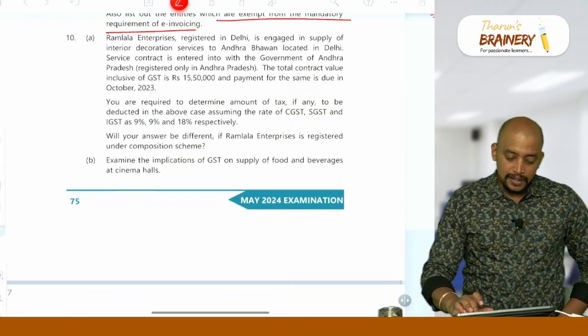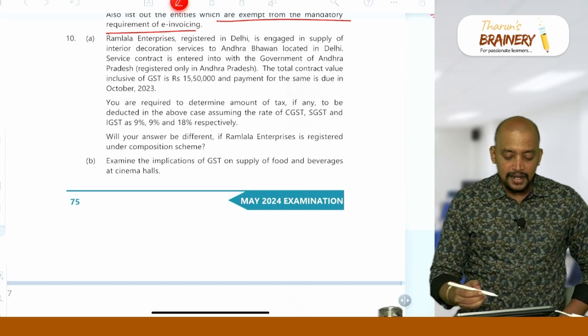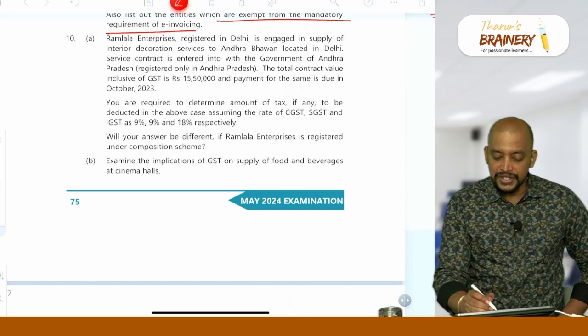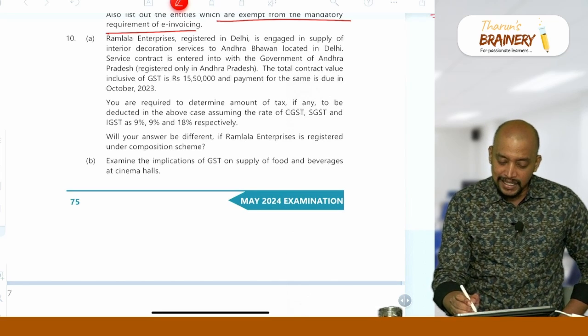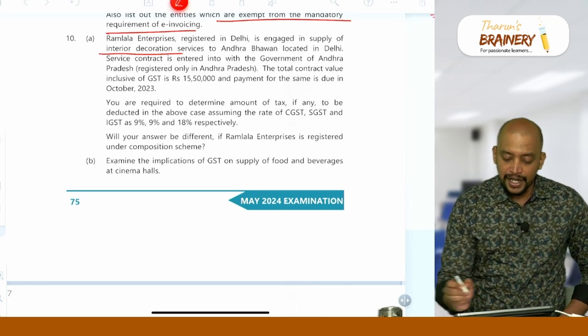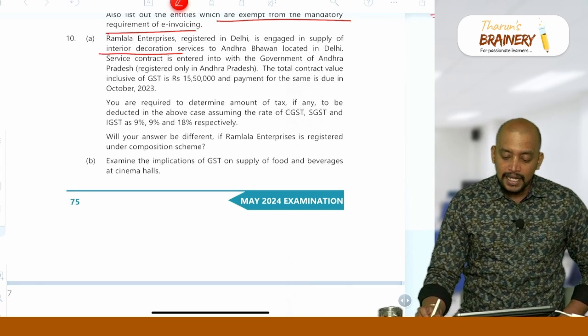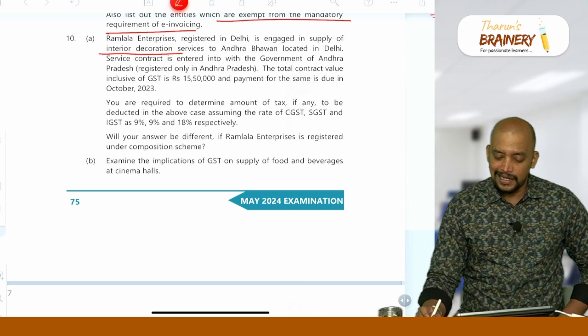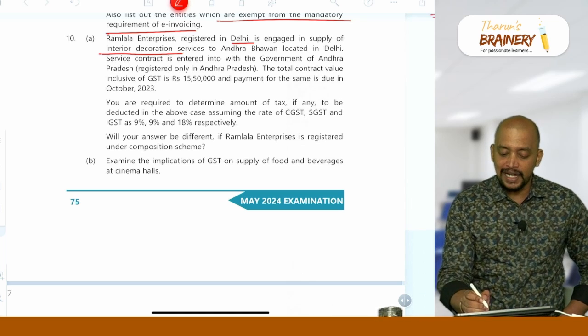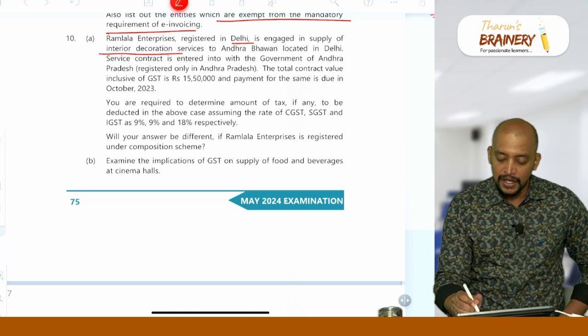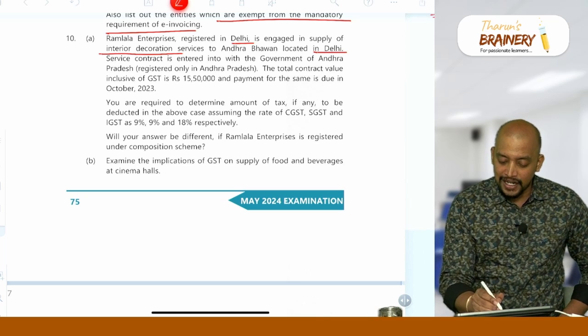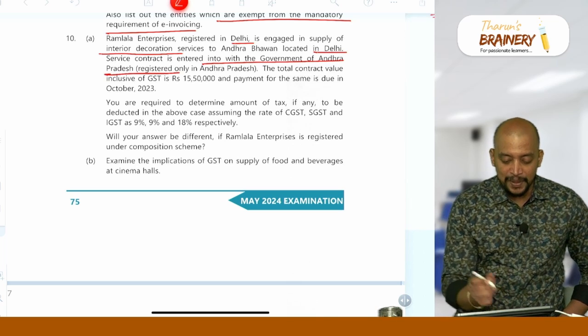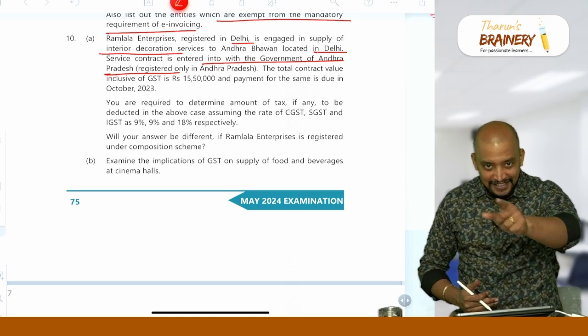Next one, question number 10. Ram Lala Enterprises, registered in Delhi, is engaged in supply of interior decoration services to Andhra Bhavan located in Delhi. So where is Ram Lala located? Delhi. They provide interior decoration to Andhra Bhavan located in Delhi. Service contract is entered into with the government of Andhra Pradesh. TDS not applicable. This is the answer.